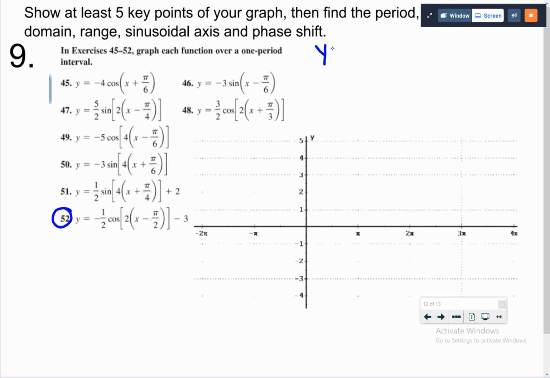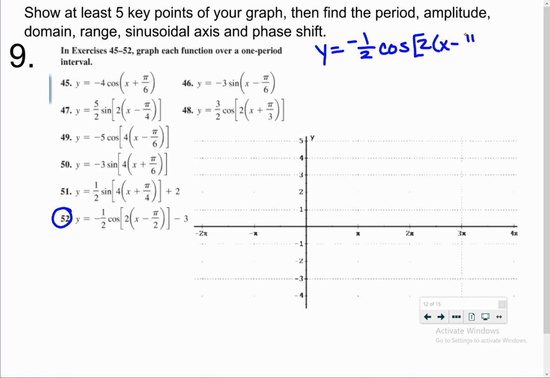So we've got y equals -1/2 cosine 2x minus pi over 2 minus 3. Is this equation in the form I want it to be in? Yes, okay. They factored nicely that 2 out for me. If it wasn't factored out, I'd want to make sure I do that first.